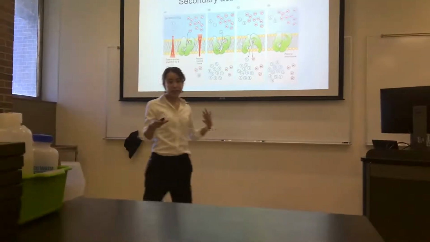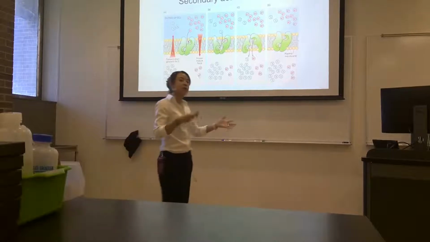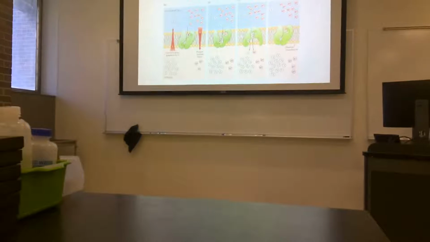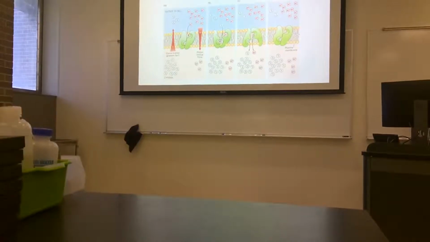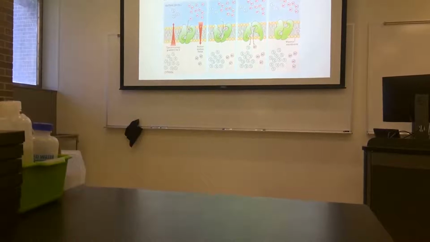Secondary active transport only needs one type of transporter. It relies on another transporter creating a gradient that is favorable for the secondary active transporter to bring things down the concentration gradient. Is that clear? Okay.